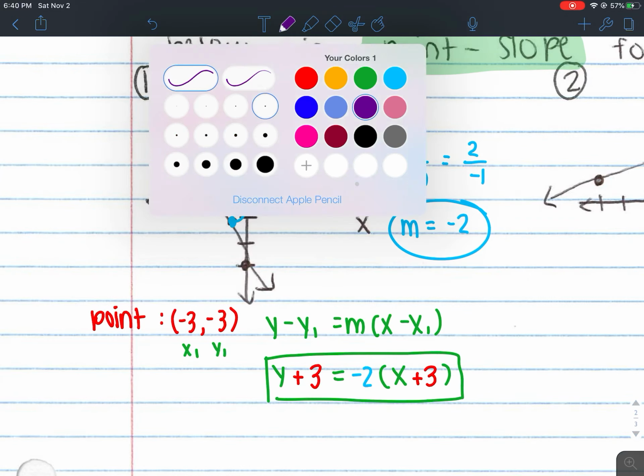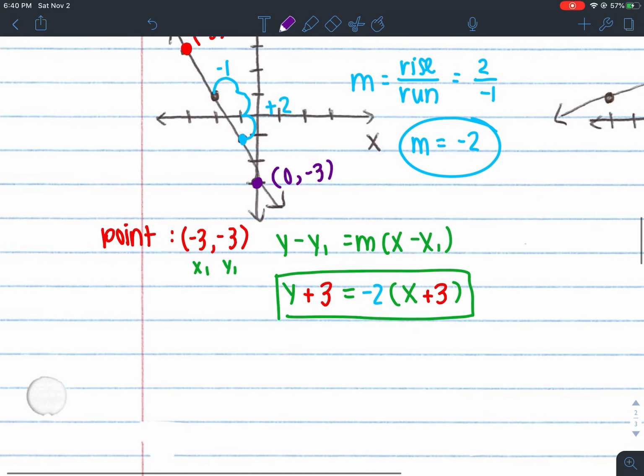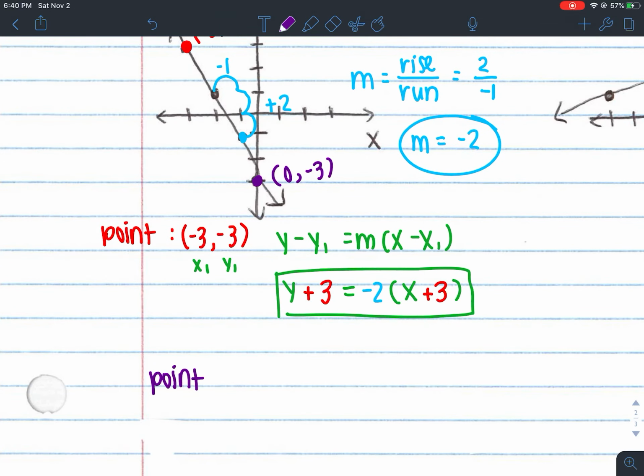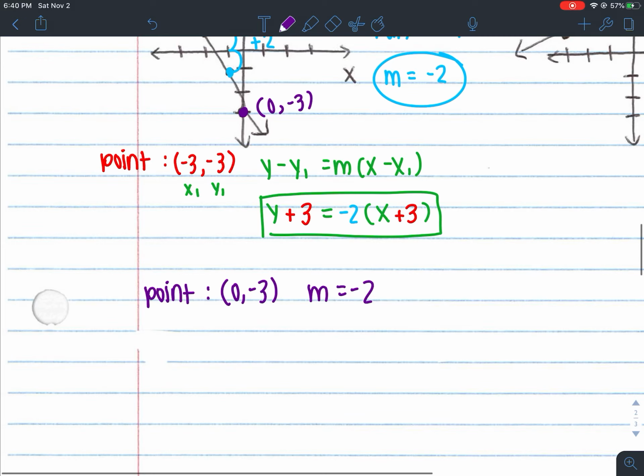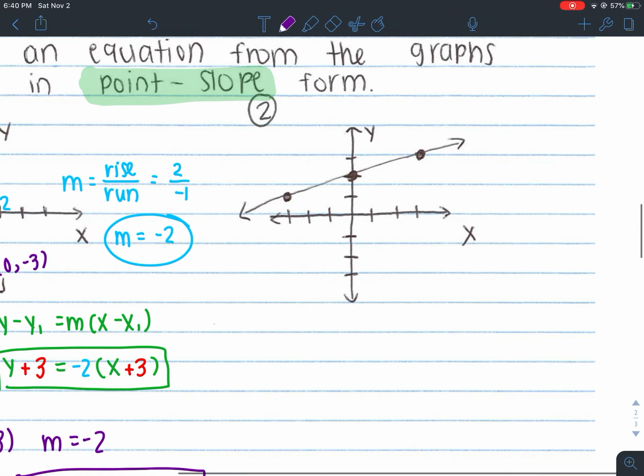But again, you could have chosen any other point. So for example, if I picked the point down here, which is the point 0, negative 3, right? If I pick that point, then I would have had y plus 3 equals negative 2x minus 0. So again, you could have picked any of those points. I just chose to pick that first one.